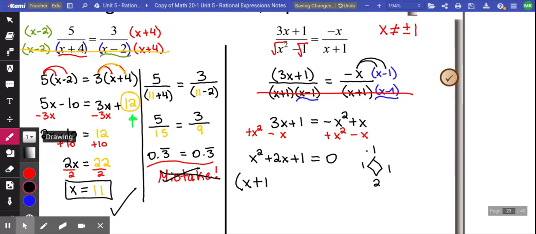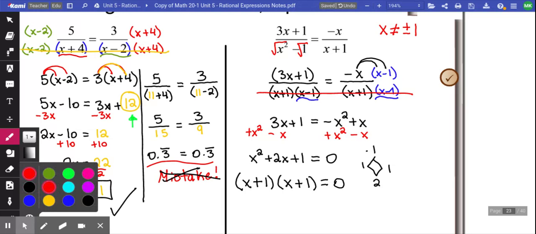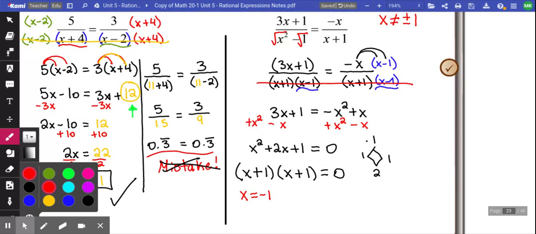x plus 1, or x plus 1. We can get through this together, people. Equals 0. Okay, we're almost there. So we factored that thing. Now I look at my binomials and I say, okay, this one would be x equals negative 1. And this is the exact same, so I don't need to write x equals negative 1 twice. My solution is x equals negative 1.